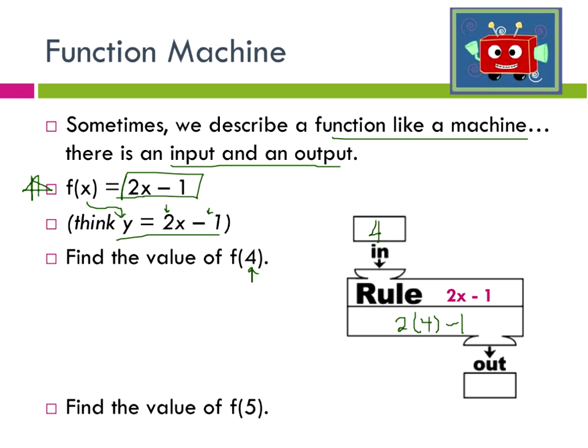So this gives us 2 times 4 minus 1, or 8 minus 1 equals 7. So what we would say is that f of 4 equals 7. Okay, that's just a little bit about functions. Now I want you to try, using this same rule, find the value of f of 5.